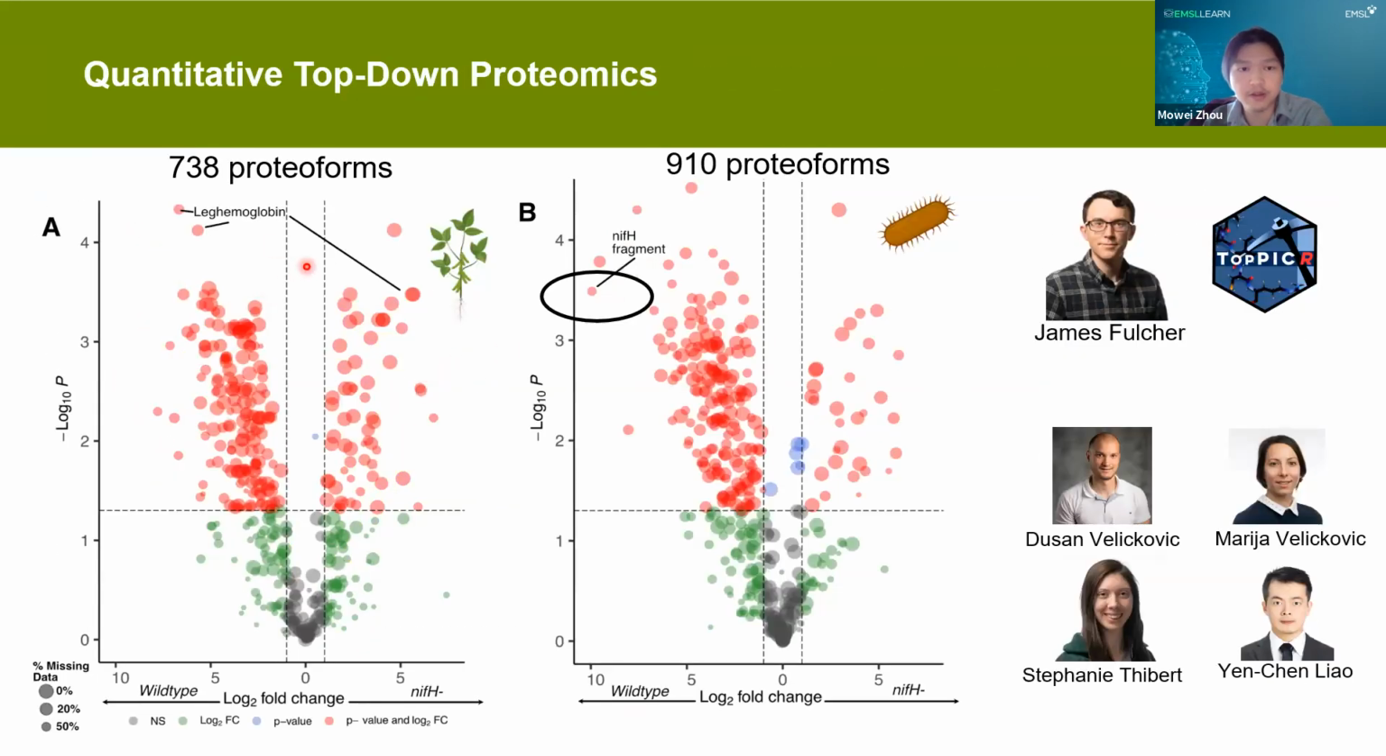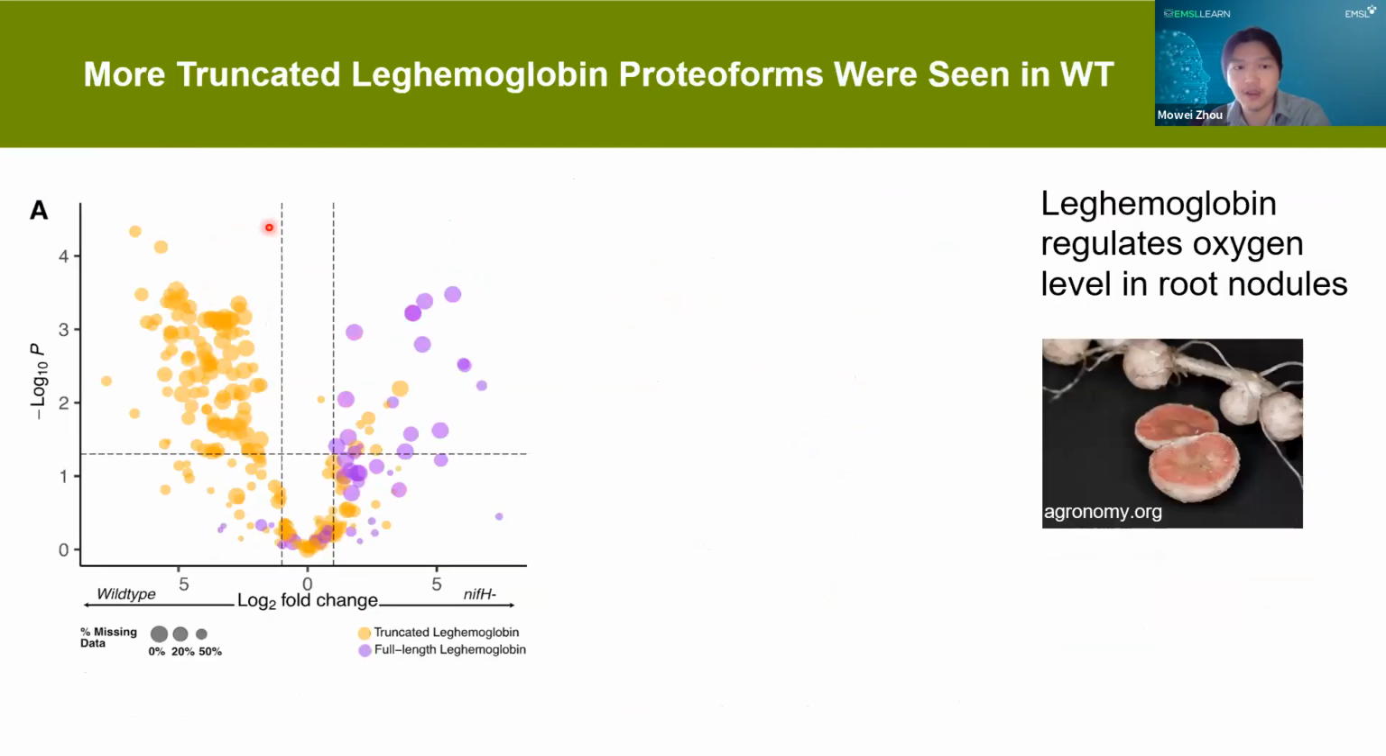The other thing I want to mention is that we see a lot of proteoforms from leghemoglobin, which made up about 25% of all the quantifiable proteoforms. So this is a very, very highly abundant proteoform in this sample, which is also expected. And a little bit more on leghemoglobin: it regulates oxygen level in the root nodules.